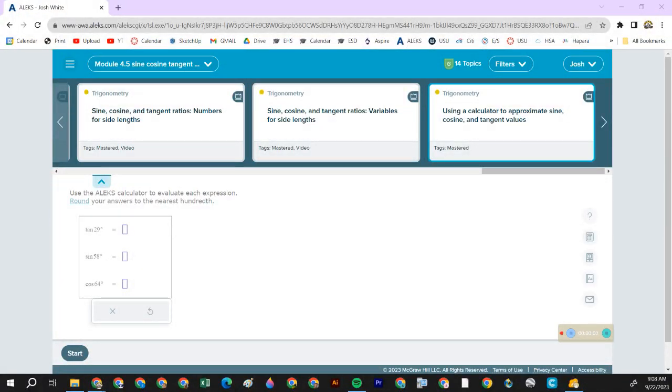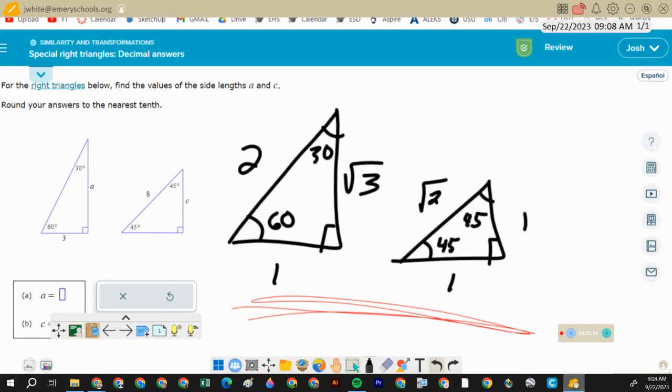We're moving on to 4.5, and 4.5 is pretty large, so we're going to spend 2 class periods on it. So we are going to review trigonometry, so hopefully you remember some of this from previous classes.